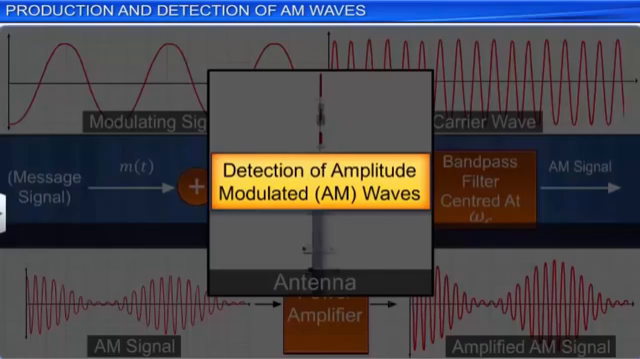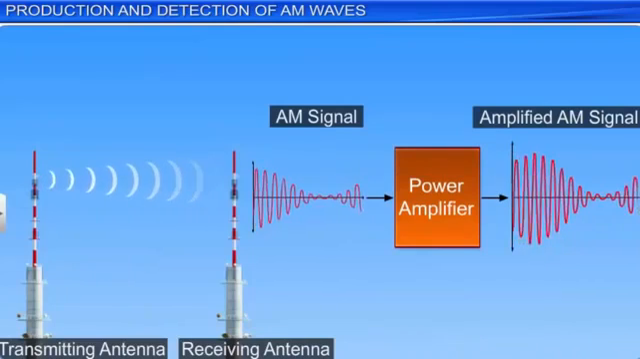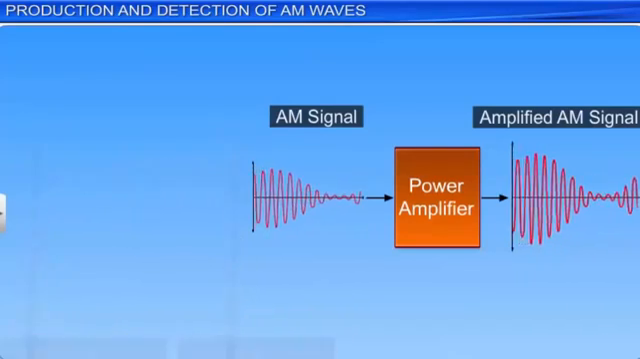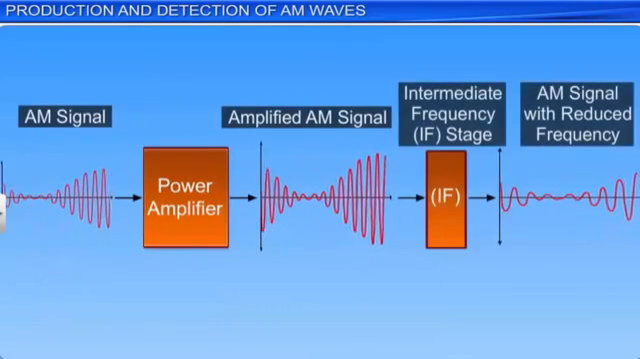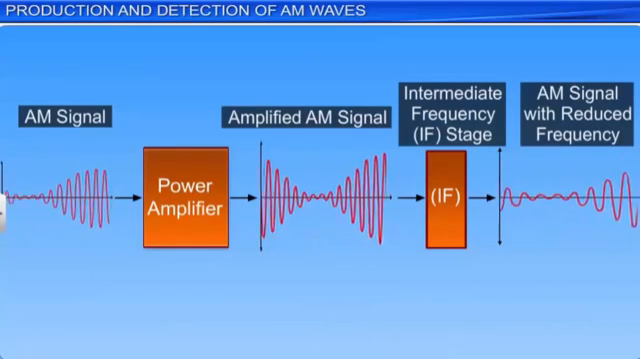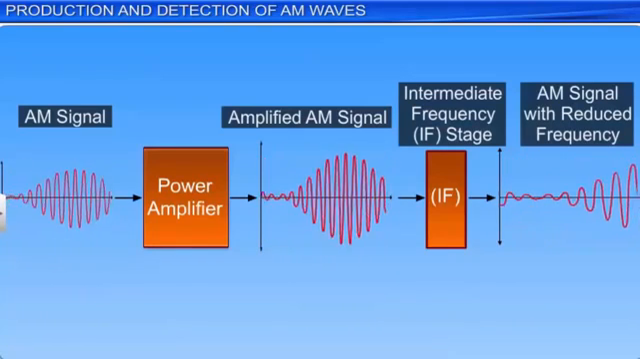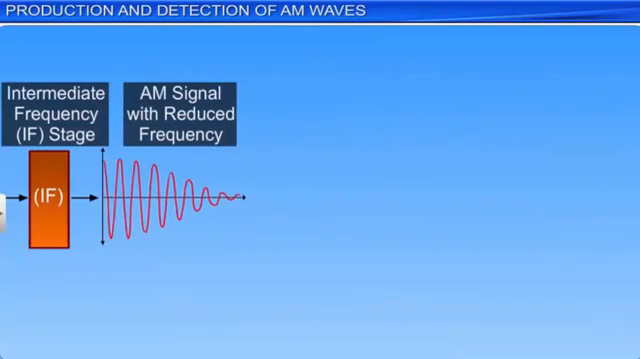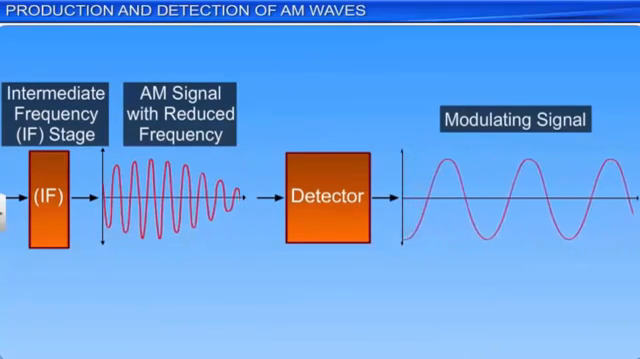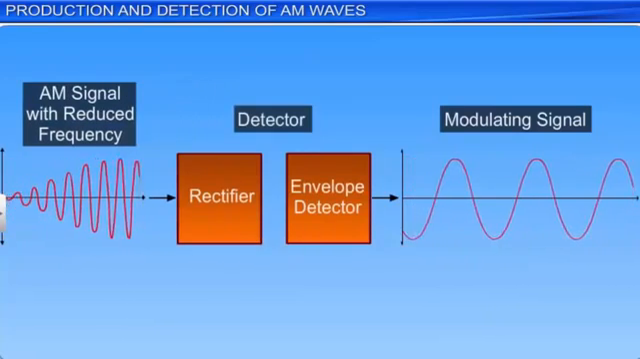The AM signals received by the receiving antenna are passed through an amplifier to make up for attenuation during transmission. The amplified received signal passes through an intermediate frequency stage, where the frequency of the carrier wave is lowered to aid better detection of the modulating signal. After passing through the intermediate frequency stage, the AM signal is fed into a detector that separates the modulating signal from the carrier wave. A detector consists of two sub-devices called the rectifier and the envelope detector.